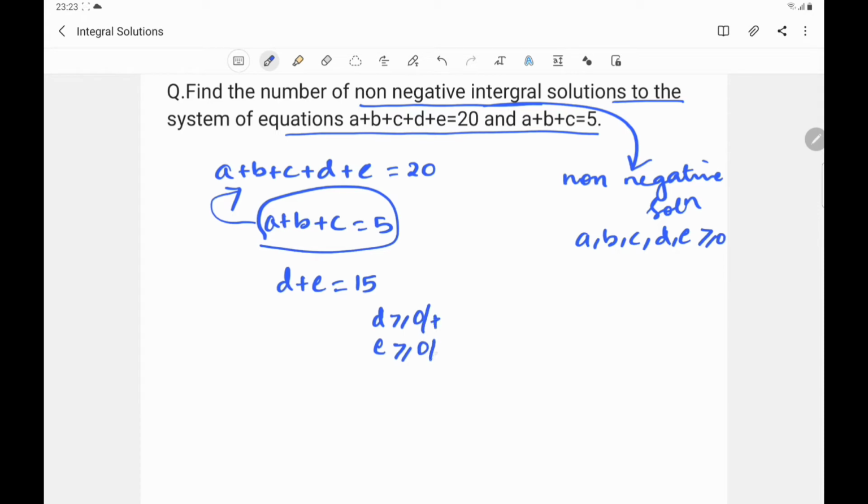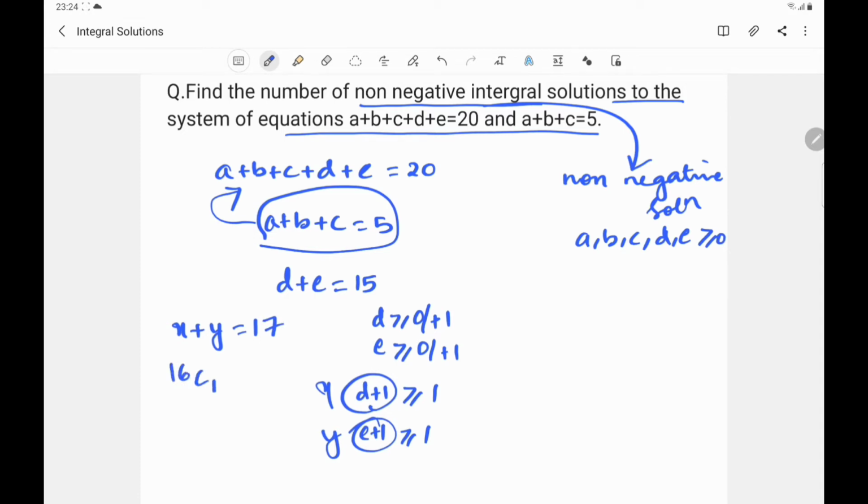I'll add 1 to both of the inequalities. So this will be d plus 1 greater than or equal to 1, e plus 1 greater than or equal to 1. I name this x and this y. So d is nothing but x minus 1, and e is nothing but y minus 1. Both minus 1s go to the right hand side, we will get 17, and there will be 16 gaps. I'll select any one.